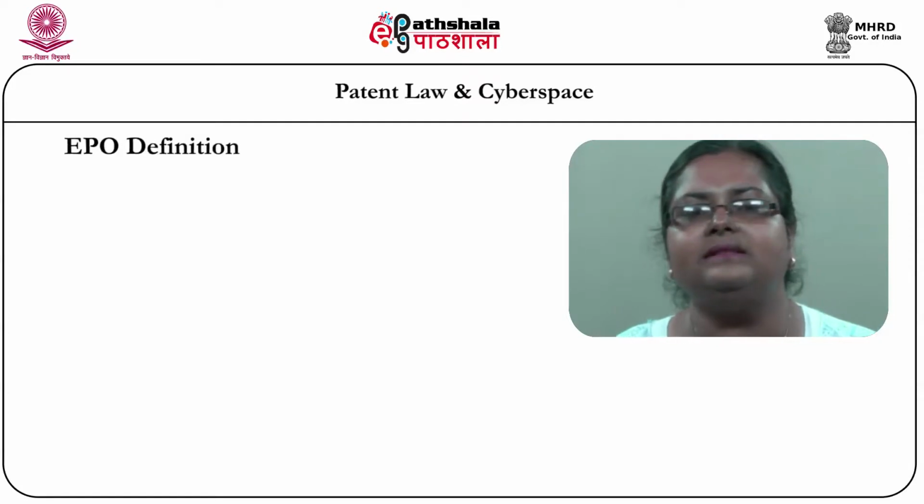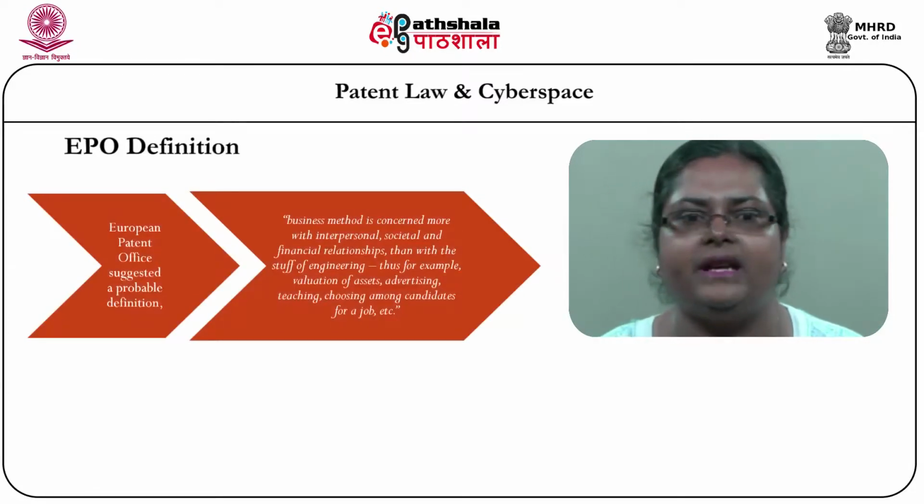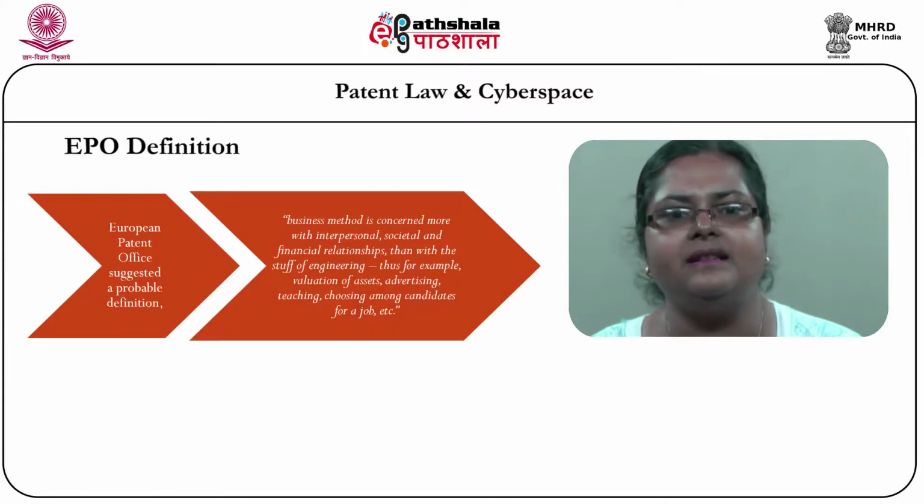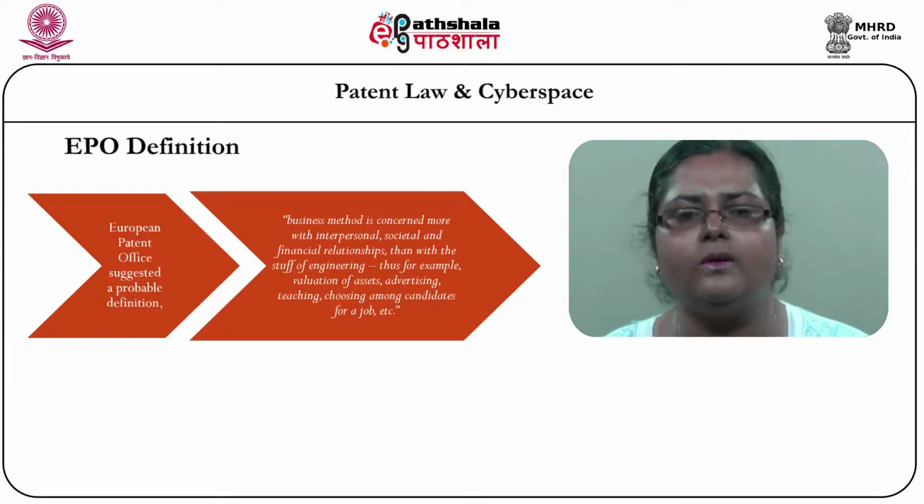Now, EPO once tried to give one definition. They suggested that business method is concerned more with interpersonal, societal and financial relationships than with the stuff of engineering. Thus, for example, valuation of assets, advertising, teaching, choosing among candidates for a job, etc. can be considered as a definition of business method. But when it was suggested and released, it was just rejected by all the other people and the panel. It cannot be a definition of the business method.